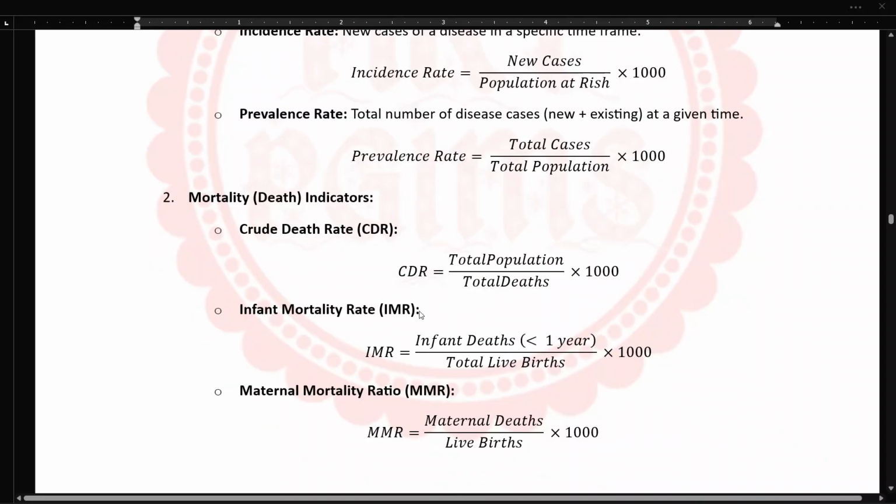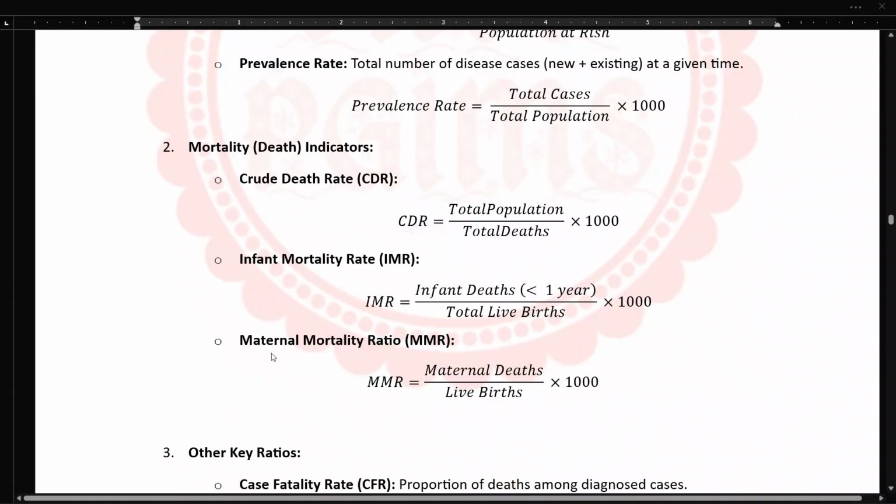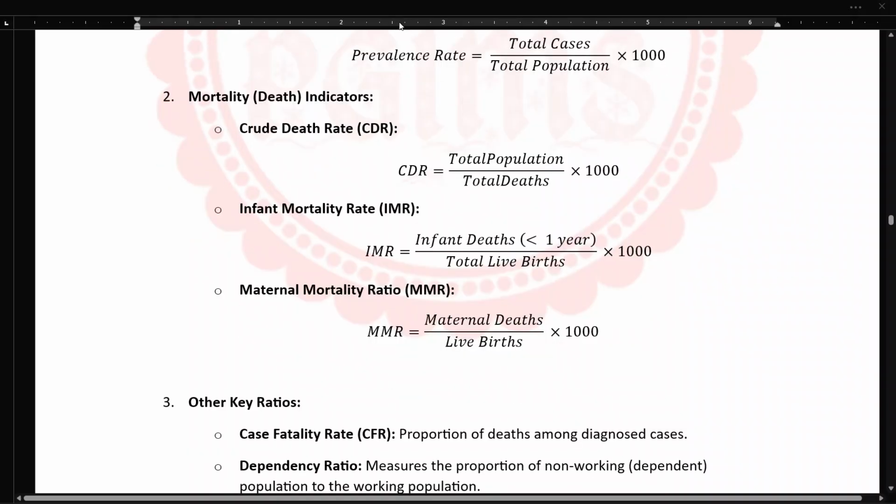Next we have infant mortality rate, IMR, that is infant deaths in less than 1 year by total live births, into 1000. And then we have maternal mortality rate, MMR: maternal deaths upon live births into 1000. You may say a rate is counted with into 100, but this is not a percentage, guys. This is a rate. We call it a value per 1,000 persons, that's why there is 1,000.